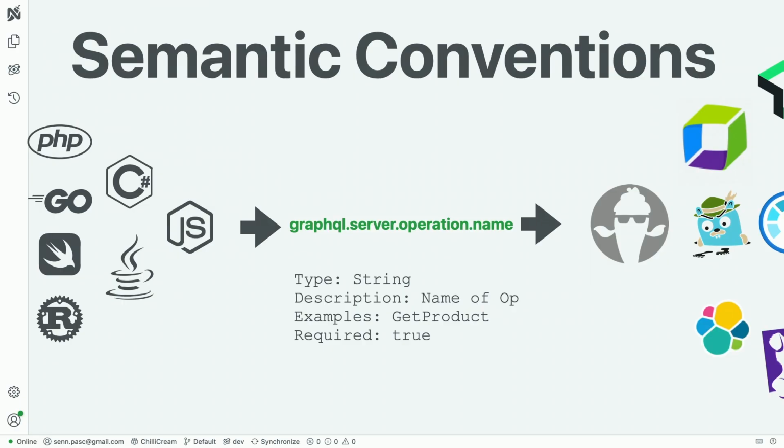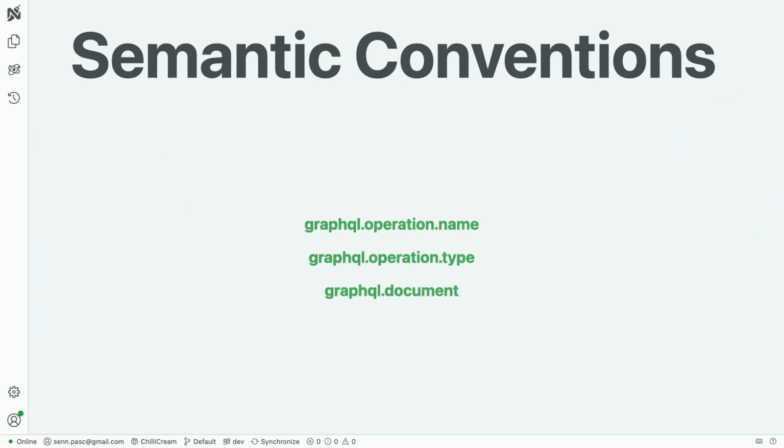The good news is that we already have semantic conventions for GraphQL. The bad news is they are not really implemented and the providers do not really care about them. There's currently only one span type defined, which is the GraphQL operation span, and it has these three attributes defined: the GraphQL operation name, the GraphQL operation type, and the GraphQL document. And please do not send the GraphQL document to your telemetry system every time you make a request, because that's just a waste of energy.